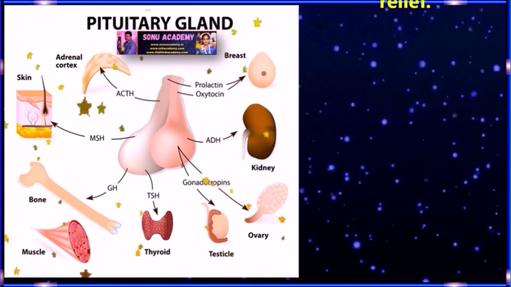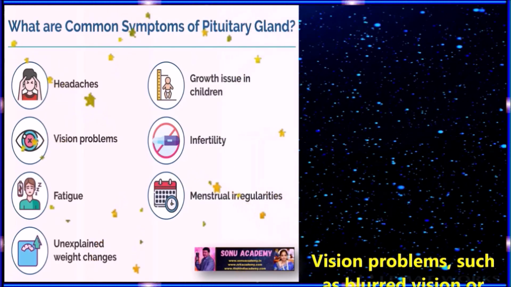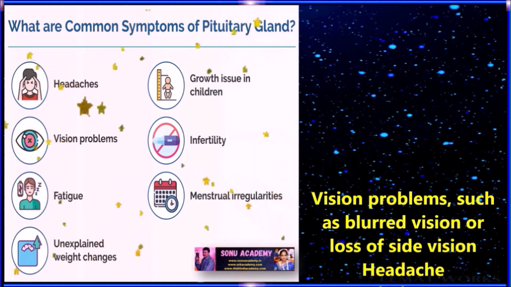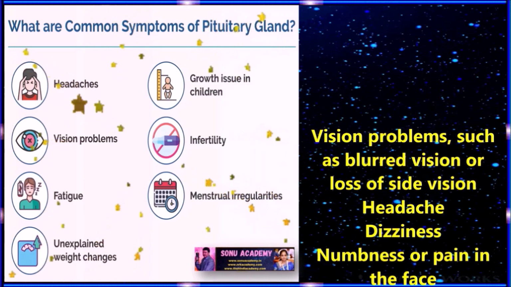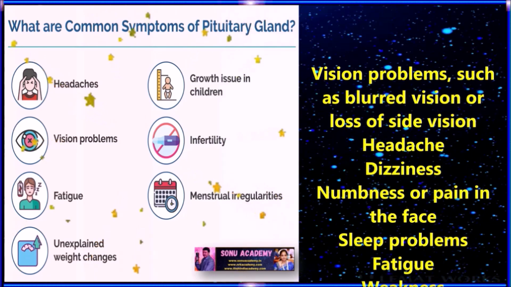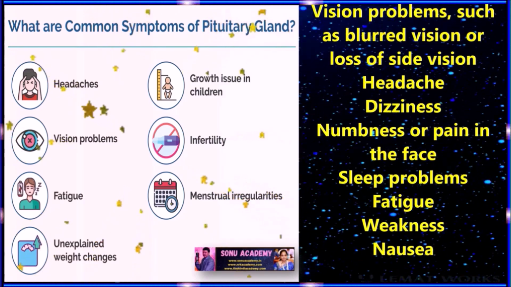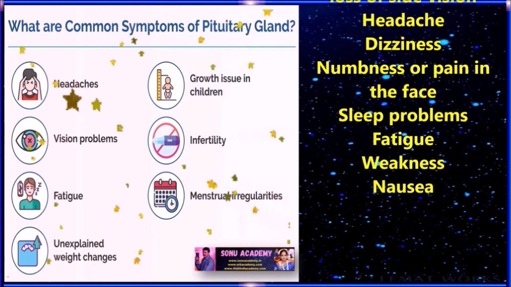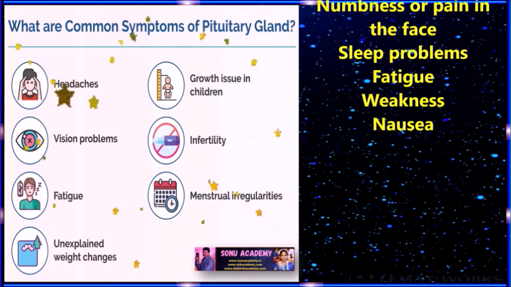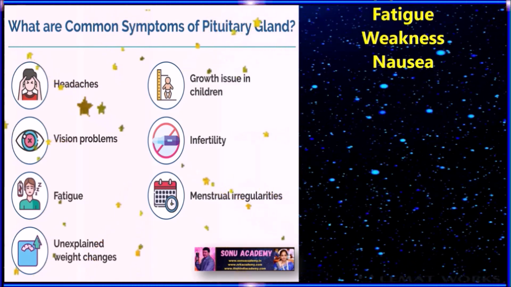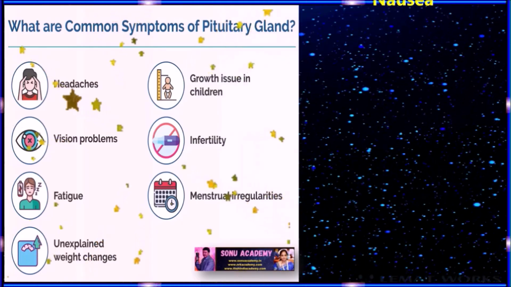and pain relief. Children, let us discuss the symptoms of pituitary gland problems. Vision problems such as blurred vision or loss of side vision, headache, dizziness, numbness or pain in the face, sleep problems, fatigue, weakness, nausea, etc.